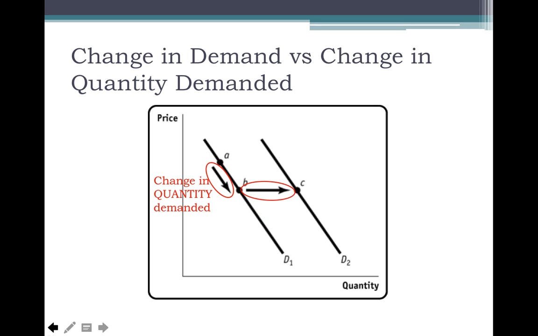When you move the entire curve, when you shift it to the left and to the right, this is known as a change in demand. And at every price level, demand has changed. And this shifts the entire curve. And it's a factor other than price. Right? Extremely, extremely important to understand.